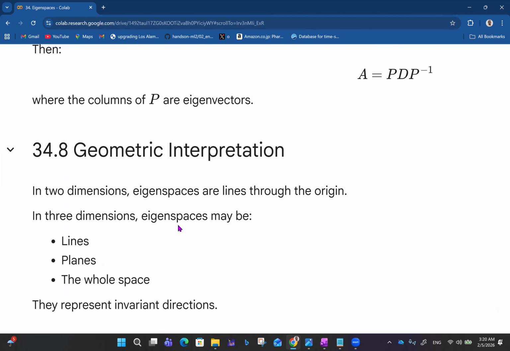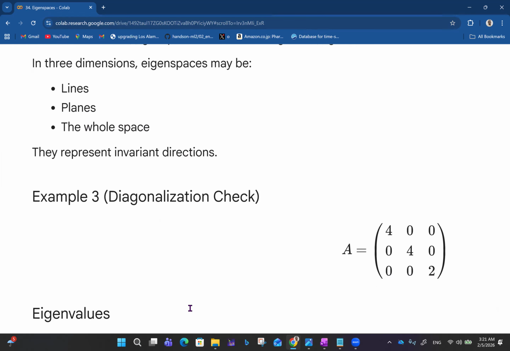In 3 dimensions, eigenspaces may be lines, planes, or the whole space, depending on the vectors we have. If all 3 vectors in 3 dimensions are independent, we have the whole space. If only 2 are independent, we have planes, and if only one is independent, we have lines. So they represent invariant directions like that.